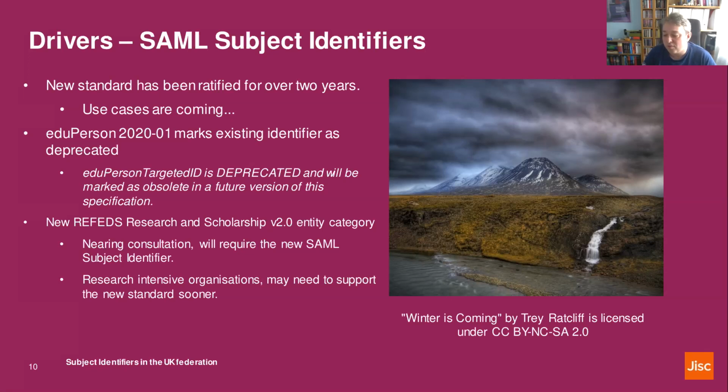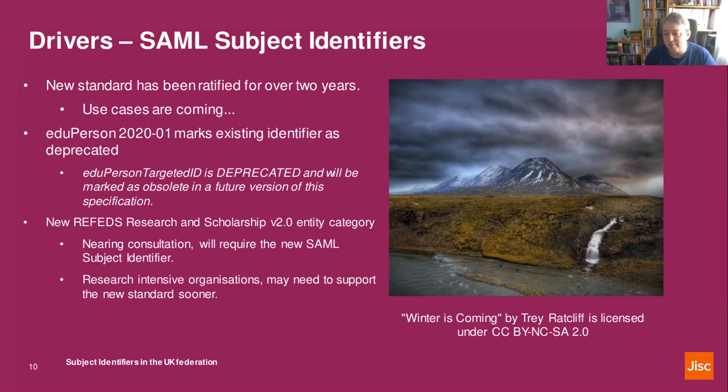New REFEDS RNS, so the Research and Scholarship version 2 entity category. The current RNS that people use in the federation is version 1.3. That allows release of additional attributes containing personalization to similar services that support the research and scholarship agenda and are often collaborative in their nature.